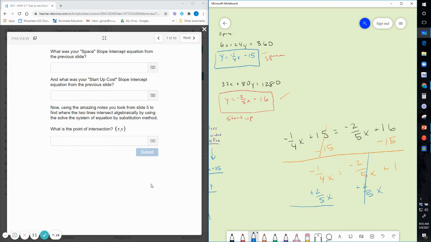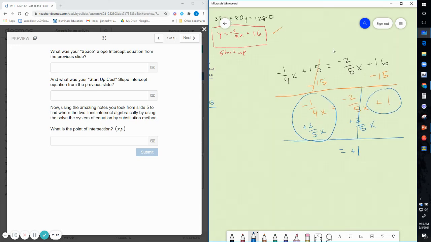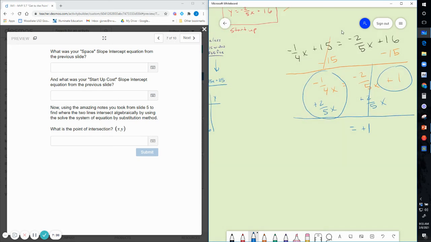Now this all cancels, but now we have to add these two together, and they're not, and we do still have a 1 over here. So don't forget the 1. So I'm going to leave positive 1 over here, and now we're going to have a certain number of x's. So how would we add negative 1/4 and positive 2/5? Okay, well, let's turn them both to 20ths.